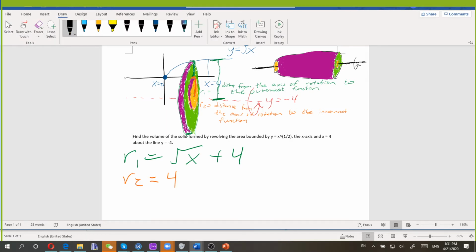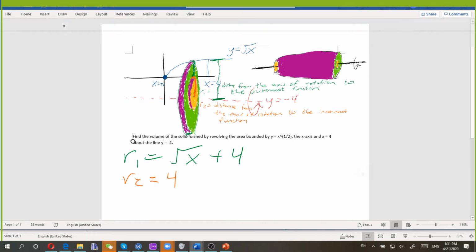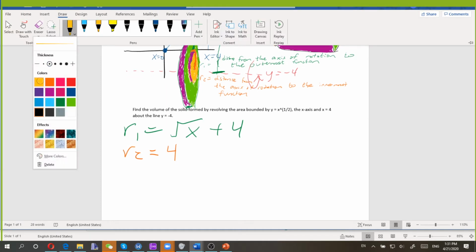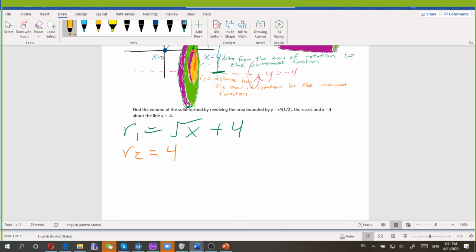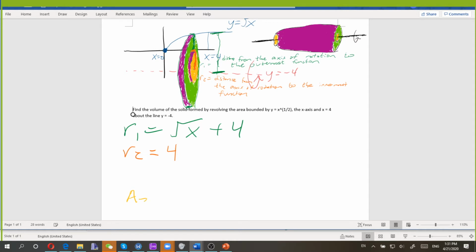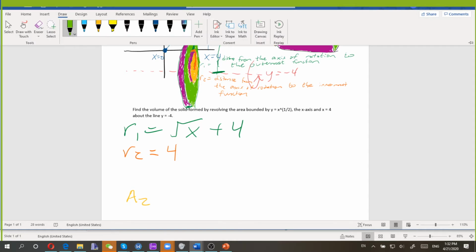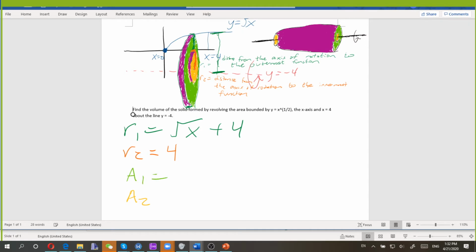My volume then. Oh, I guess I'll do area first. My areas, since we've got 2 of them, are pi r1 squared and pi r2 squared, which in this case would be pi times root x plus 4 squared.